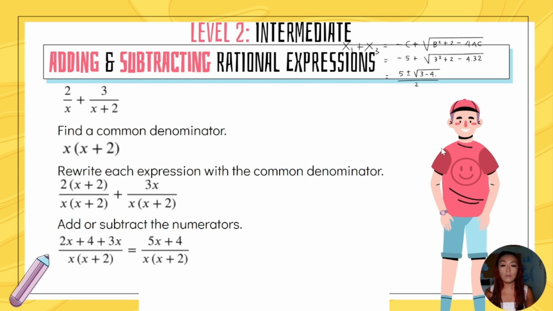So now add or subtract the numerators. In this case, we're adding. So what I did here was I applied the distributive property for the first term, 2x plus 4, and then added the 3x all over the common denominator, which is x times x plus 2. And then combine like terms, right? 2x and 3x become 5x, and 4 remains the same. So we get 5x plus 4 over x times x plus 2.